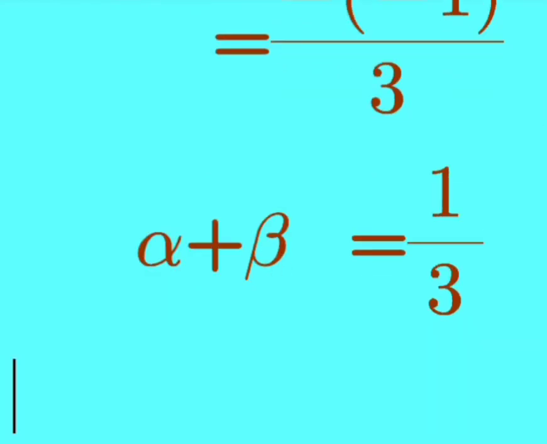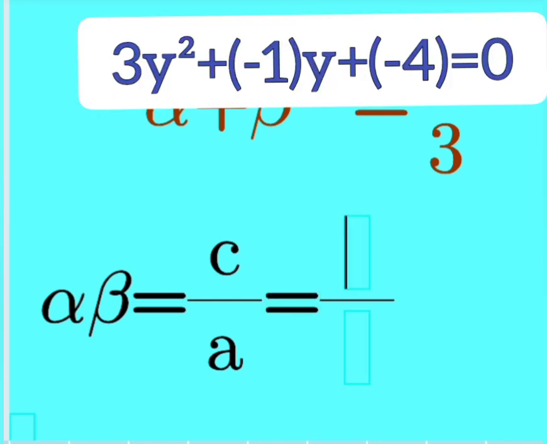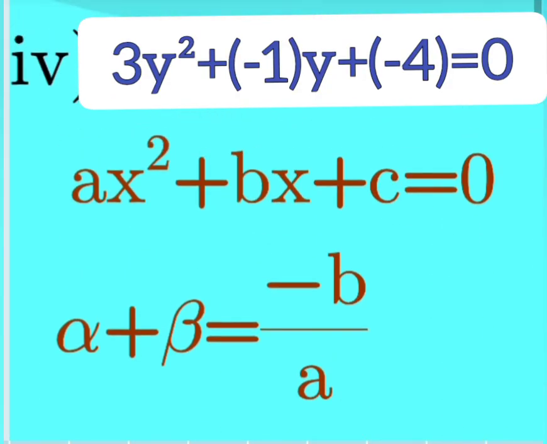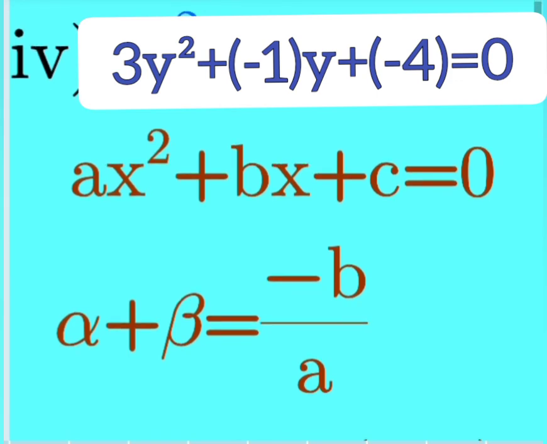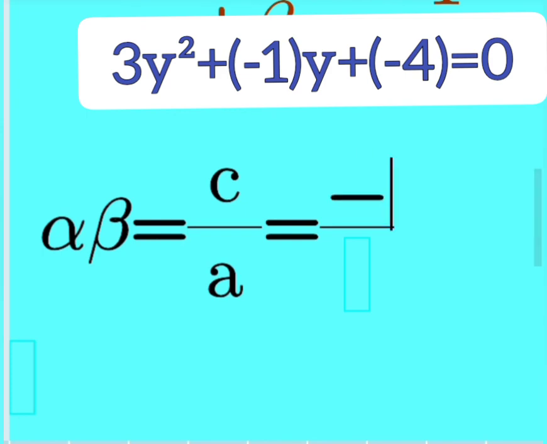Next, the product of the roots alpha into beta is equal to C by A. Here in this sum, the value of C is minus 4. So we are substituting minus 4 instead of C. And the value of A is 3.